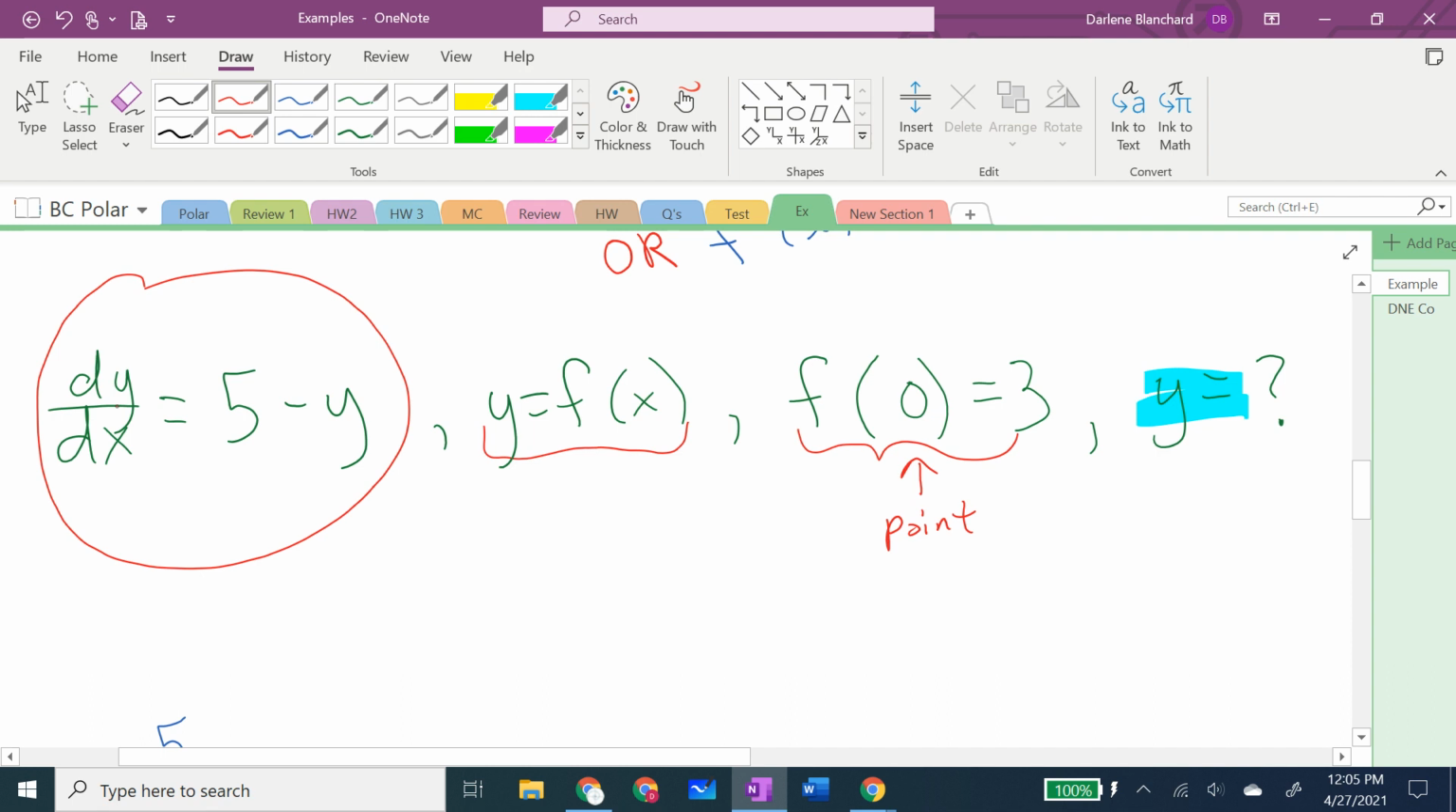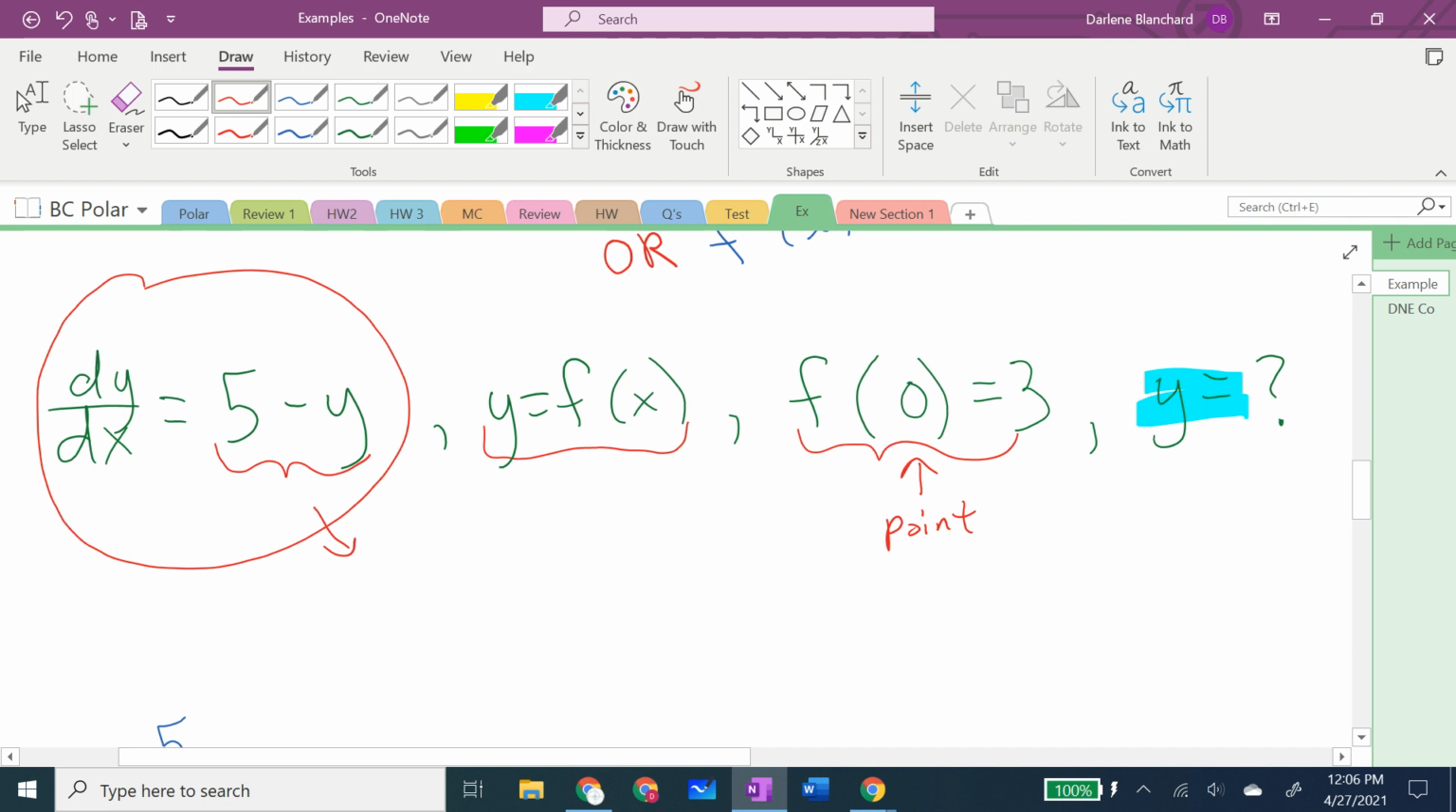Notice that your dy dx, this formula is in terms of y alone. Doesn't have x in it. If I were just doing a straight up integral, that dy dx would be equal to just x stuff. But because it's got some y in it, I'm going to have to do separation of variables to solve. So this problem is wanting us to go through solving.